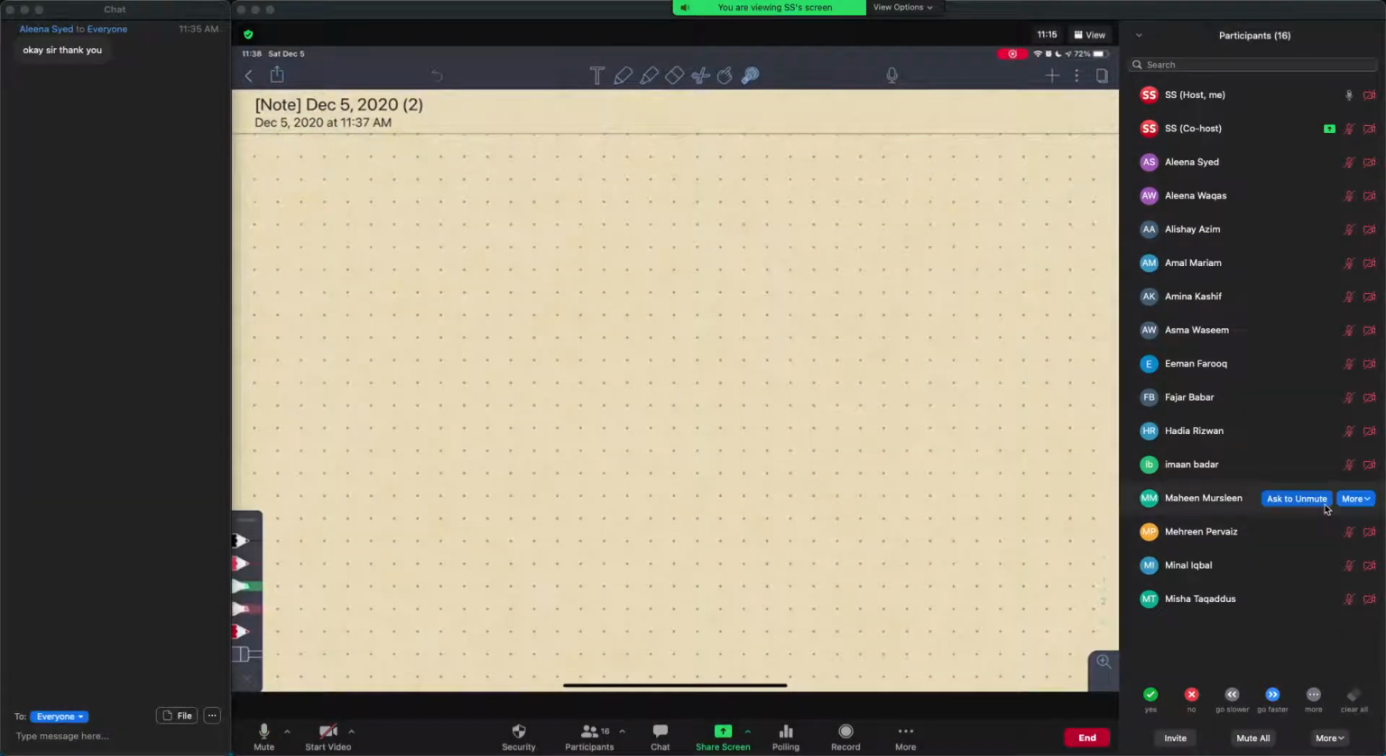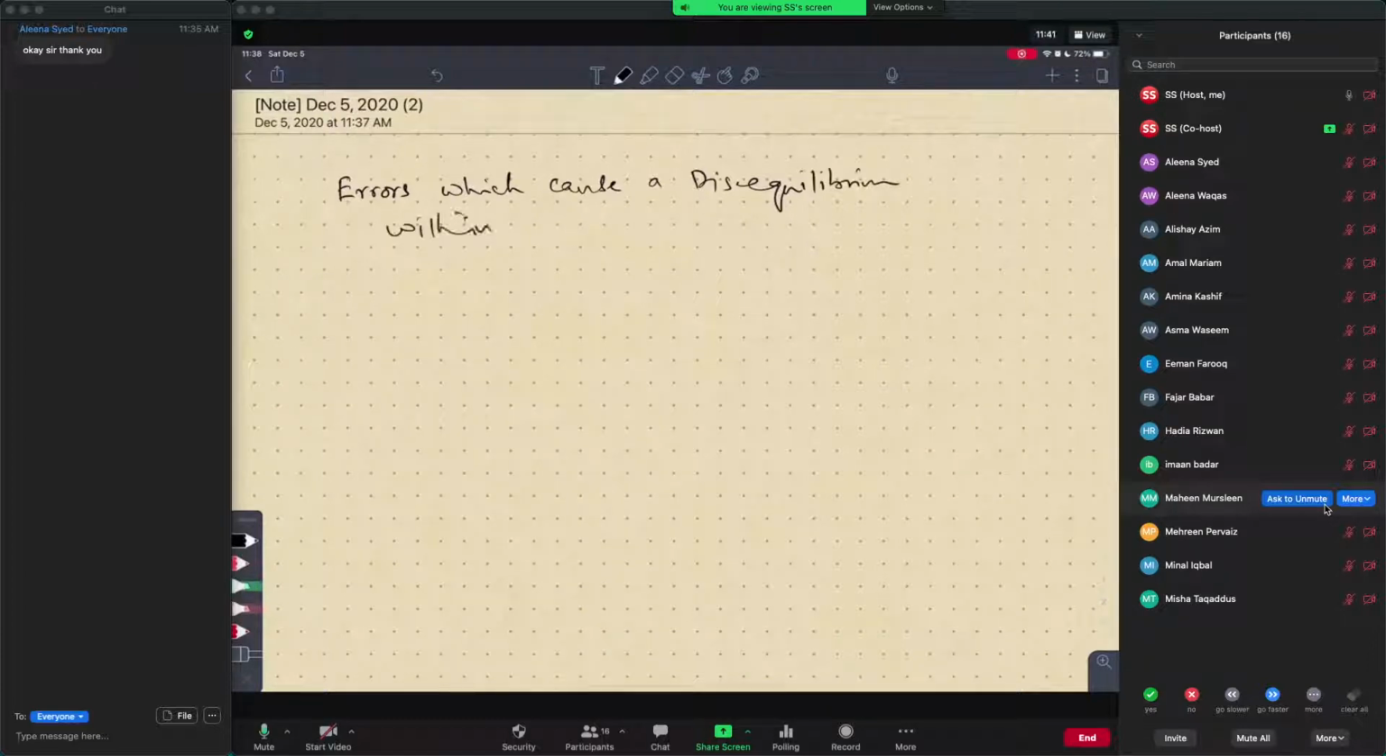Okay, we're in session. Now, this next part about rectification of errors is about the other type of error. We are talking about errors which cause a disequilibrium within the double entry system.